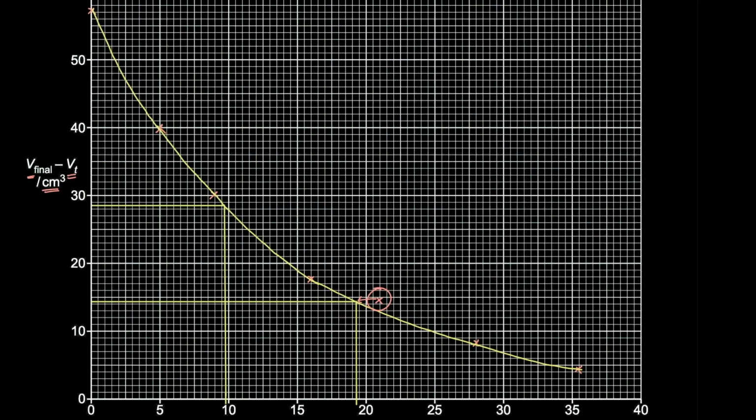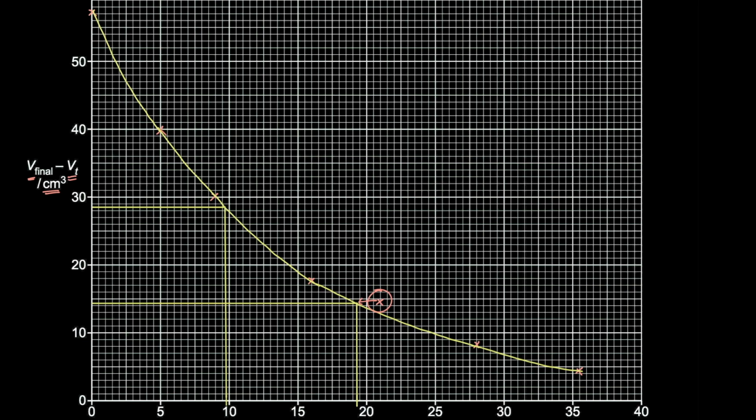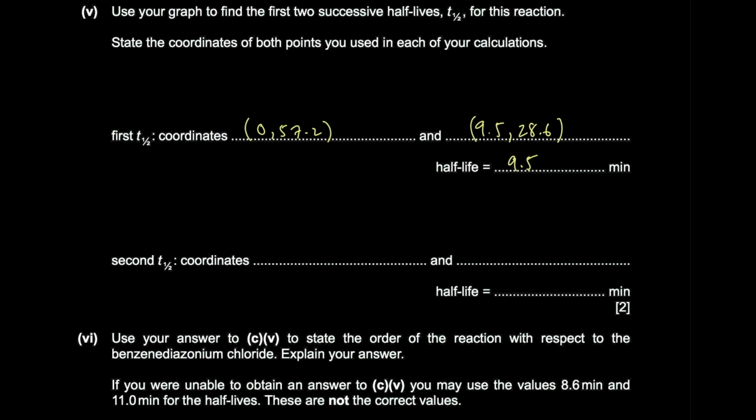Now for the second half-life, I started from 9.5 and 28.6, and then I ended at roughly 19.25 and 14.3, which is what we were trying to approximate, since half of 28.6 is 14.3. So the second point is 19.25 and 14.3, and the first point is 9.5 and 28.6. The half-life again is the difference in the time values, so it comes out to 9.75 minutes. What we see is that the first and the second half-lives are roughly the same.